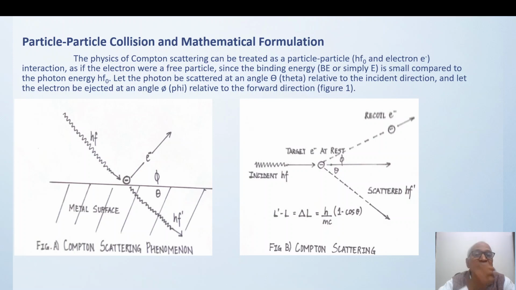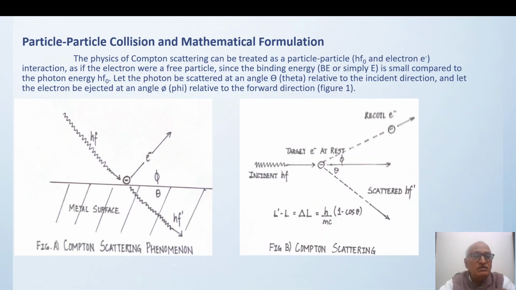let the photon be scattered at an angle theta relative to the incident direction, and let the electron be ejected at an angle phi relative to the forward direction. These points are very much clear in the following diagram.